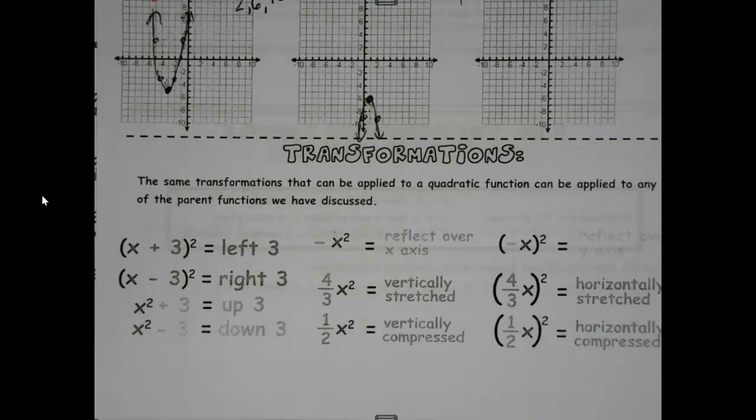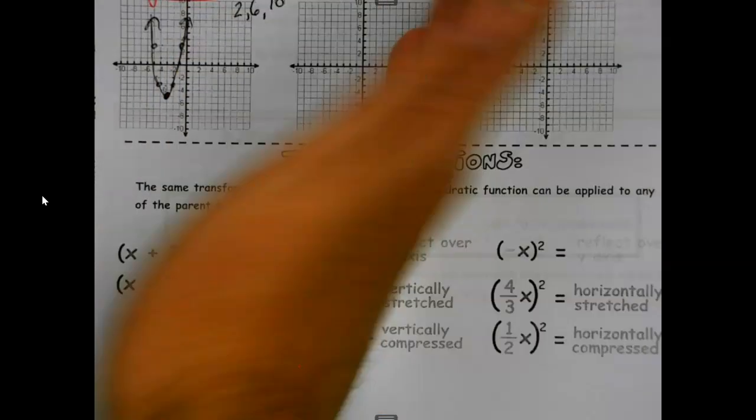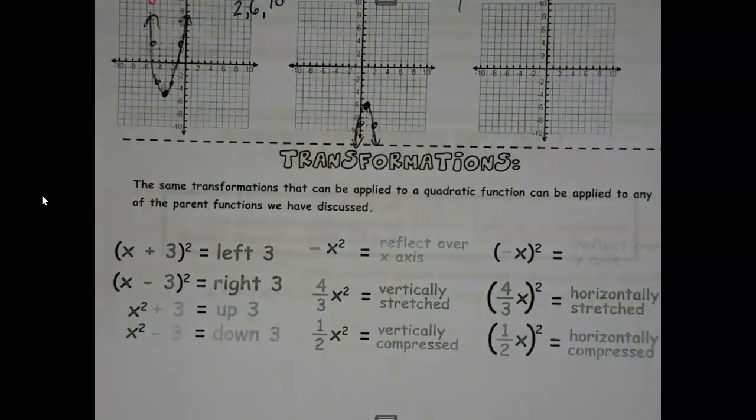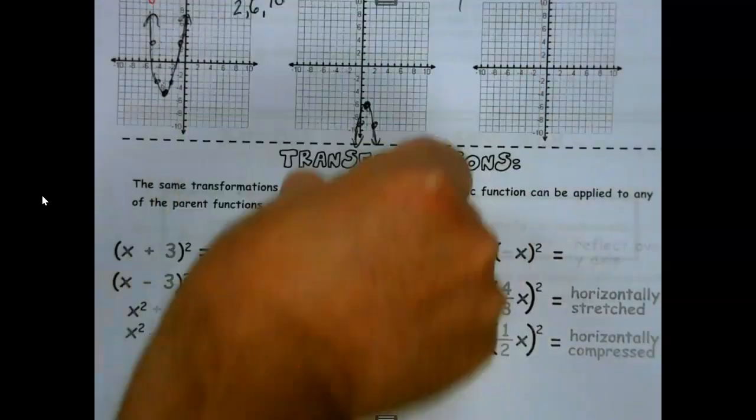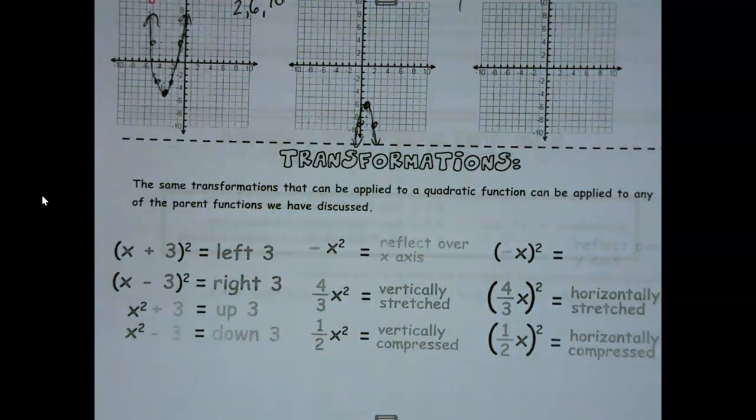Here's the new play. If the negative's inside your parentheses, now we're not reflecting this way, we're reflecting over the y-axis. We're going to be flipping this way. And you'll be able to see that. We're going to see it on the calculator. If your stretches or compressions are inside the parentheses, we're going to be squishing this way instead of up and down. We're going to be squishing sideways. And again, we're going to see multiples of these. But you might want to bend your note page over. You're going to want to keep this handy because it's going to be a little challenging at the start. But as I keep saying over and over, the more you keep messing with it, the easier it's going to be.